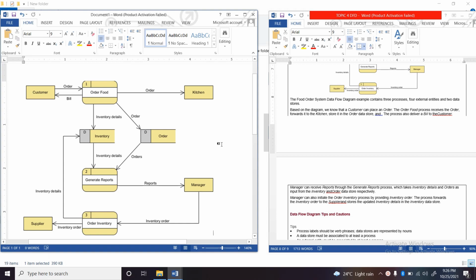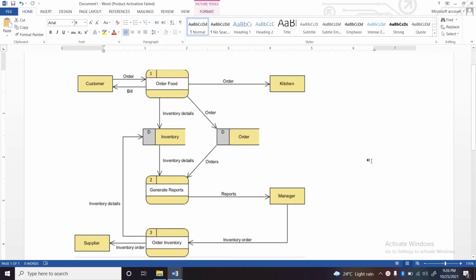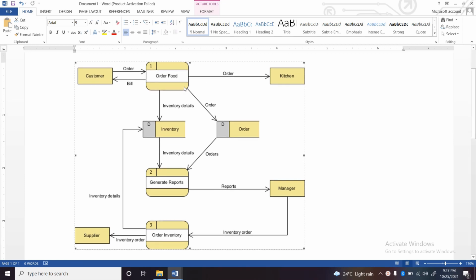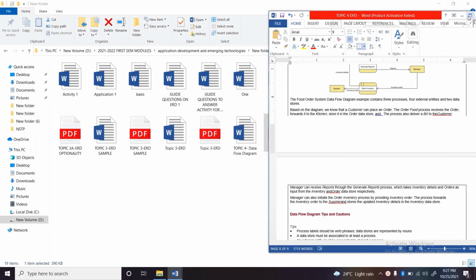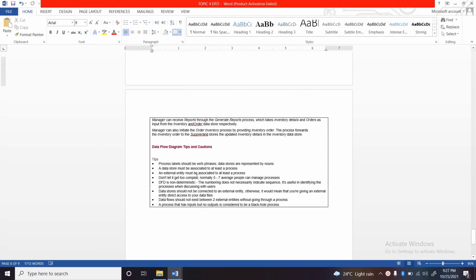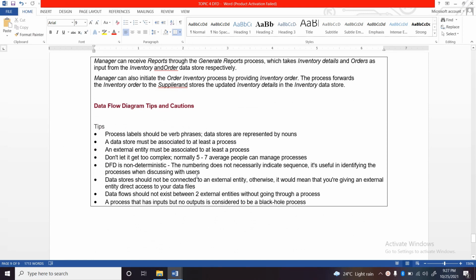That is why we need to gain more understanding of the system before we create our data flow diagram. And we should also know the inputs and outputs of our system. So by using this as a basis, we can now create a simple data flow diagram later on, as long as you know the processes. Okay? So, we also have here tips and cautions.